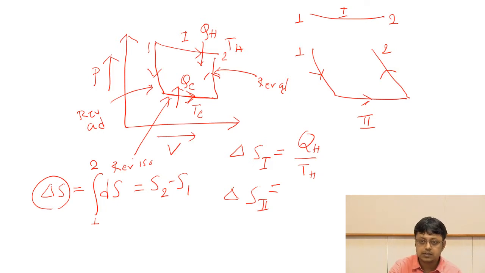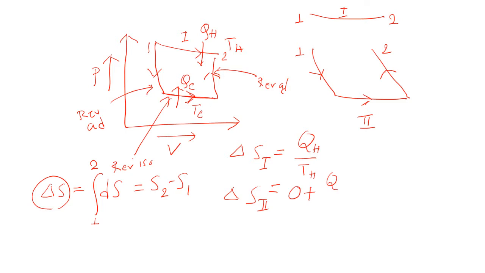Now for the second step, delta S2, which actually has 3 sub-steps. The first sub-step is adiabatic, so the entropy change will be 0 because the heat change is 0. The second one is heat withdrawn from the surrounding, which is QC, divided by TC, and then we'll again have 0. So together we have something like QC divided by TC.